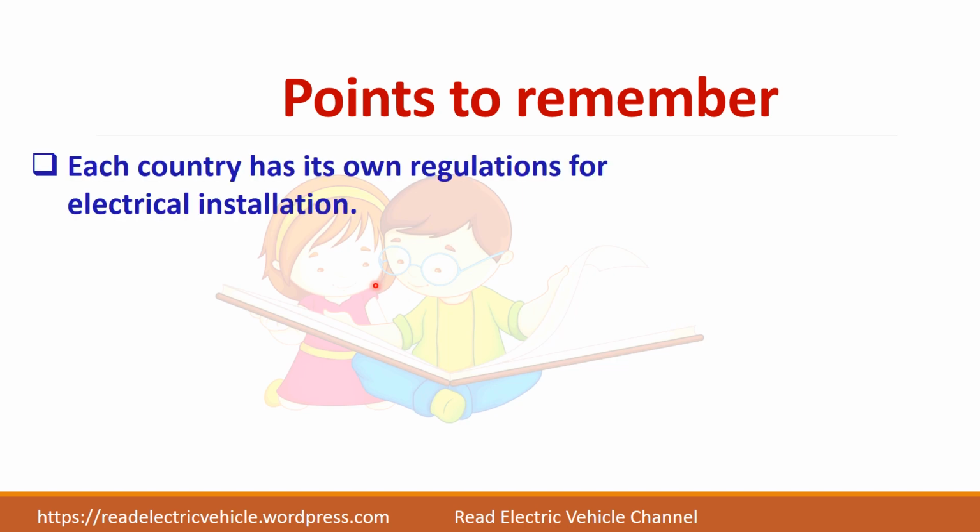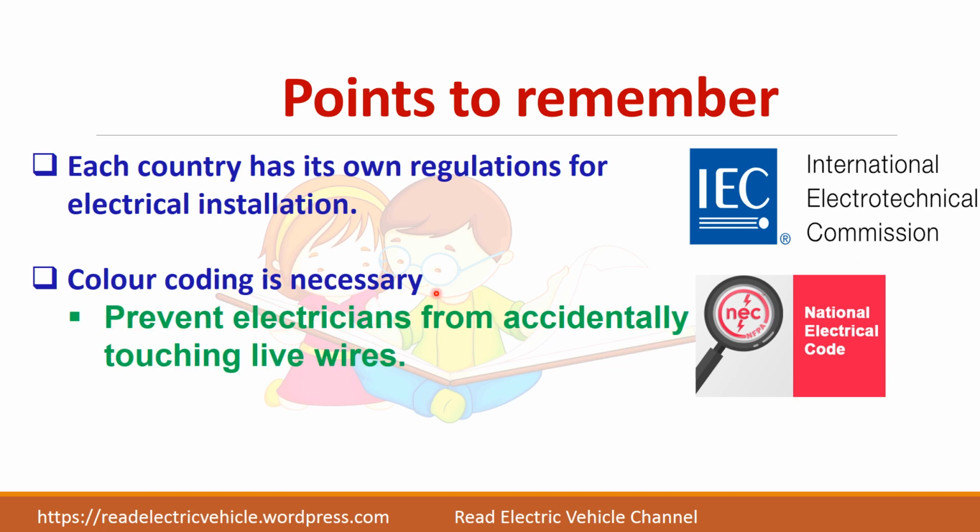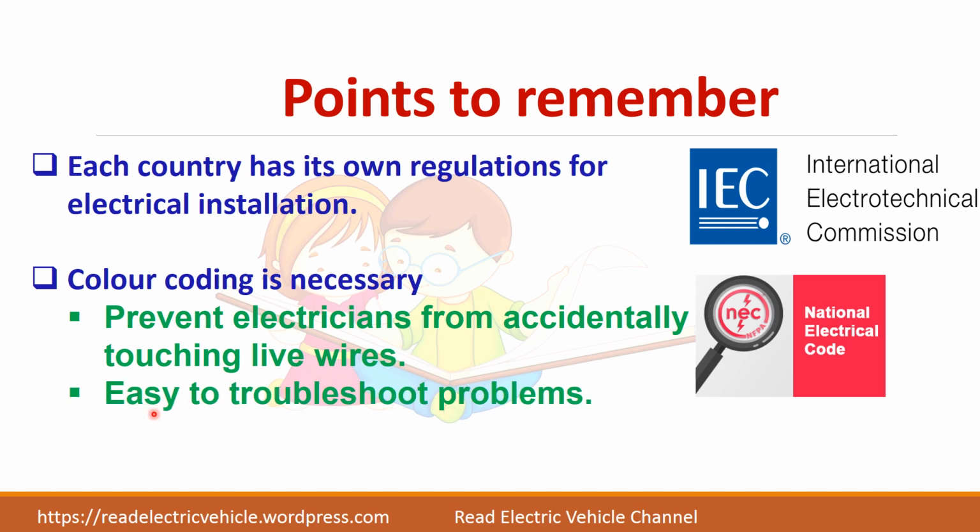The points to remember here are: each country has its own color coding for electrical installation. Most of the countries in the world follow IEC standards, while America follows the National Electric Code. Color coding is very much essential because it prevents electricians from accidentally touching live wires, and it makes it easy to troubleshoot the problem in a stipulated time.